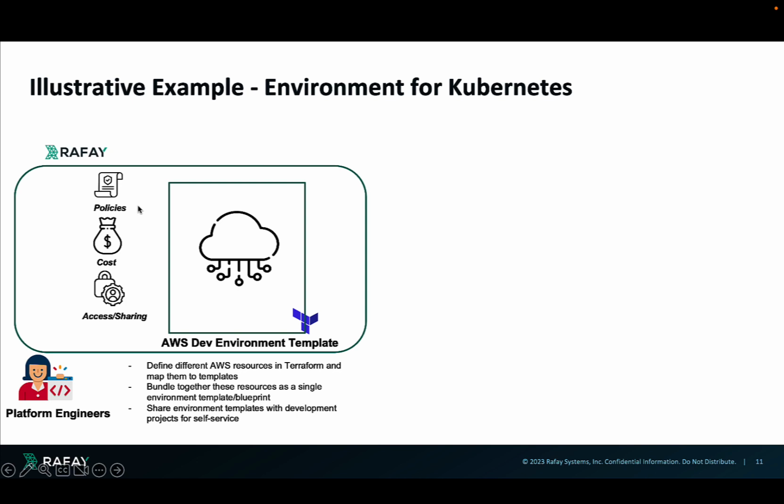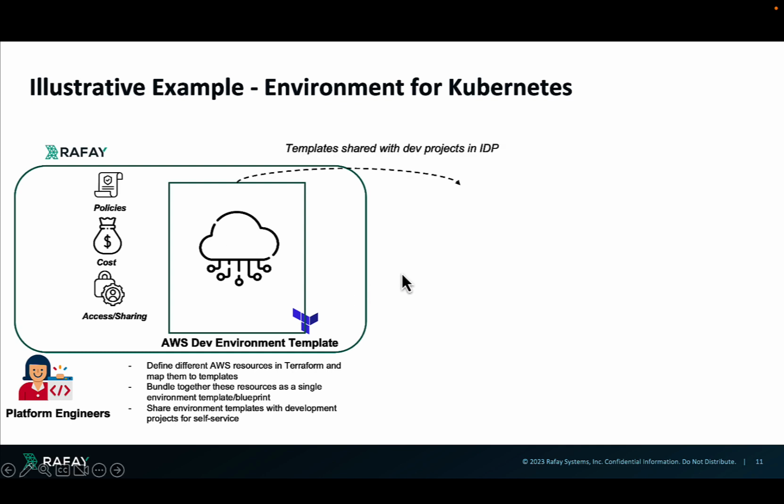Ultimately, the platform team defines these resources in Terraform. For example, VPC configuration in Terraform, a Kubernetes cluster resource in Terraform, and bundles these different resource templates into a single environment blueprint or environment template. They can also define different policies, cost configurations, and which developers get access to this environment blueprint for a developer self-service model.